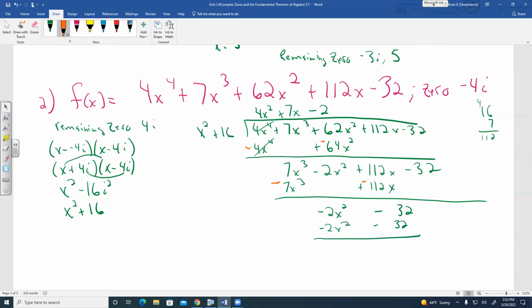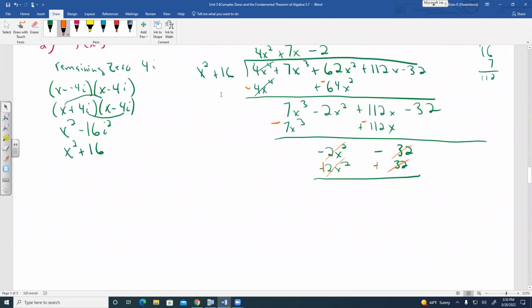So again, we want to subtract. So these signs change to positives. So that cancels out, and that cancels out. So our remainder is 0. So we're left with 4x squared plus 7x minus 2. So that's what we're left with: 4x squared plus 7x minus 2.